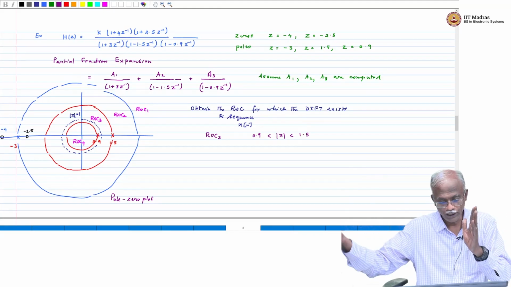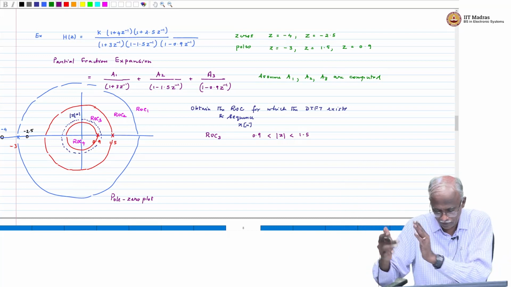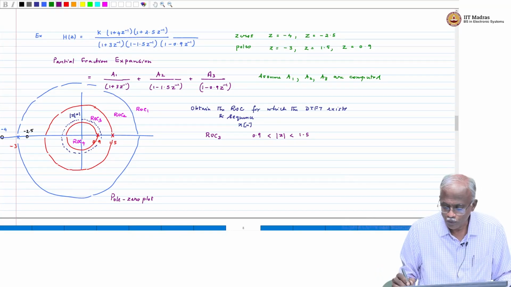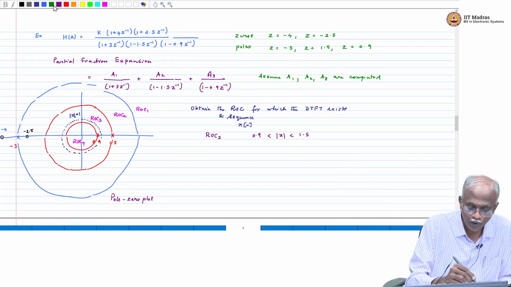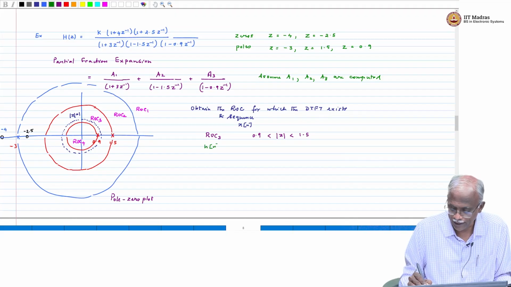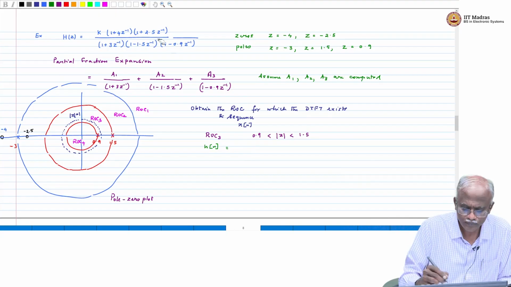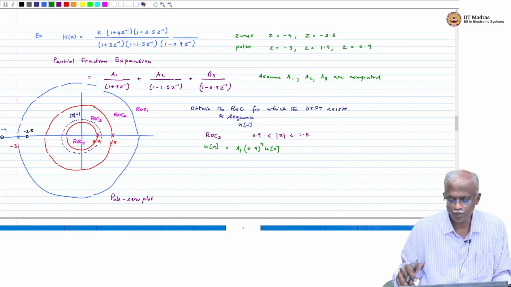We have 2 poles which are on one side, 1.5 and minus 3, and then you have 0.9 on the other side. So mod z greater than 0.9 means that the sequence will be right-sided. So the corresponding sequence h of n, you can write down by inspection, will be equal to A3 times 0.9 raised to the power n u of n. This is a right-sided sequence corresponding to the pole at 0.9.